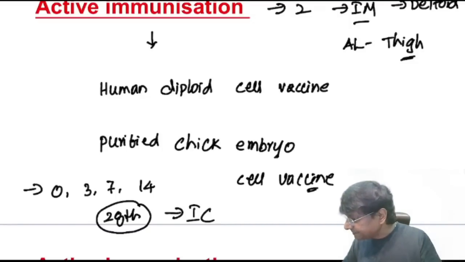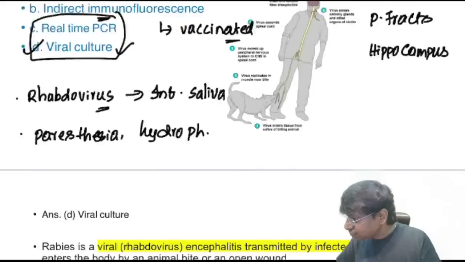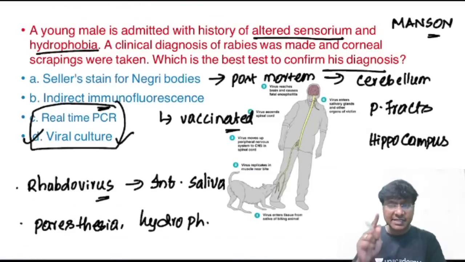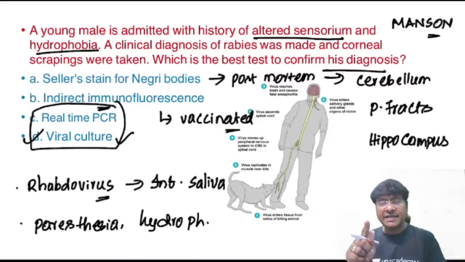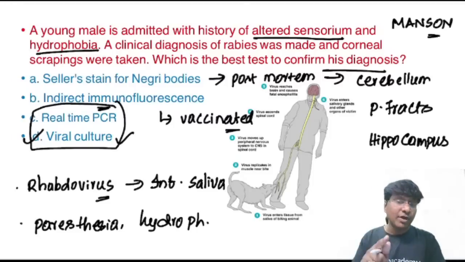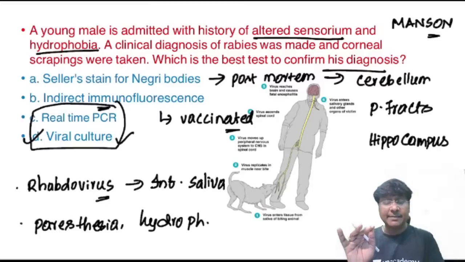So I'll quickly recap this rabies story. Please remember, for rabies, the best test to confirm the diagnosis is viral culture. This rabies virus belongs to the rhabdovirus family, and it is transmitted by infected saliva that enters the body by an animal bite. The features will be paresthesia, hydrophobia, convulsions, paralysis, and thick tenacious saliva. And why is there hydrophobia? That is because of pharyngeal muscle spasm. Negri bodies are not useful for the diagnosis because they are a post-mortem finding, and they are nothing but inclusion bodies seen in Purkinje cells of the cerebellum and pyramidal neurons of the hippocampus.